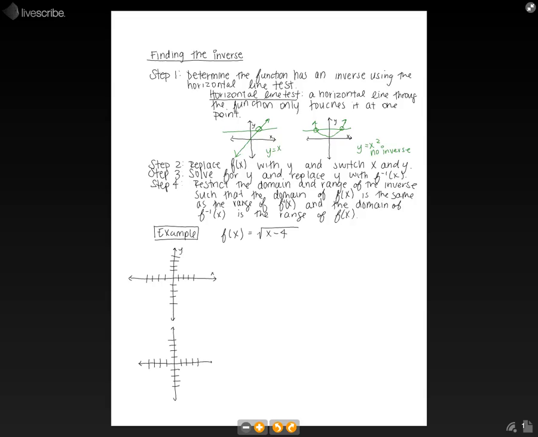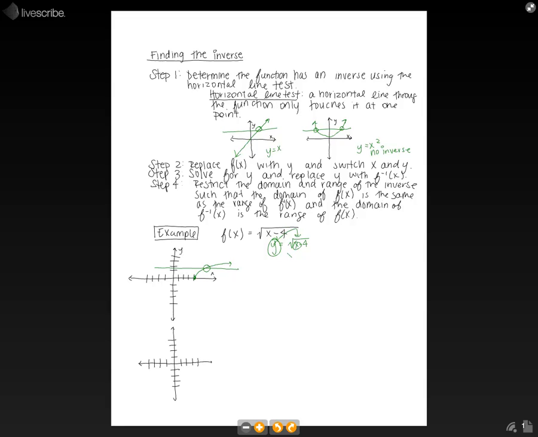We have f of x equals the square root of x minus 4. First, let's start by graphing this equation, which looks roughly like this, and doing a horizontal line test. So we can see that if we do a horizontal line test, we're only touching the graph at one point. So this passes the horizontal line test, and there is an inverse function. So now we'll replace f of x with y, and we get y equals square root of x minus 4. Now we're going to switch x and y.